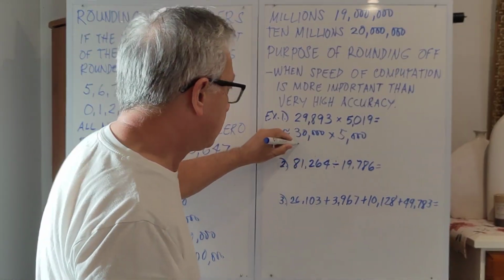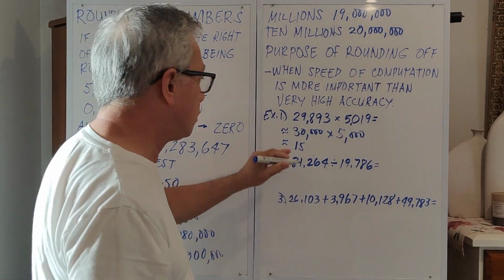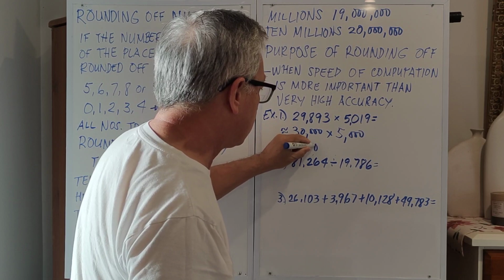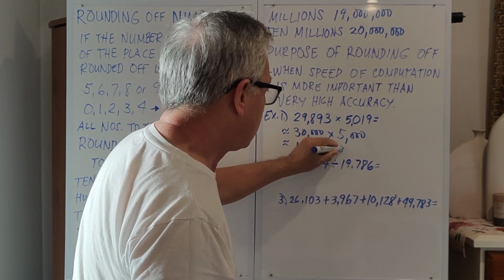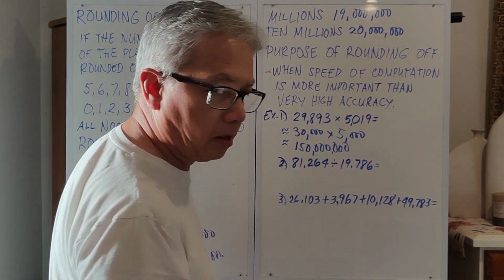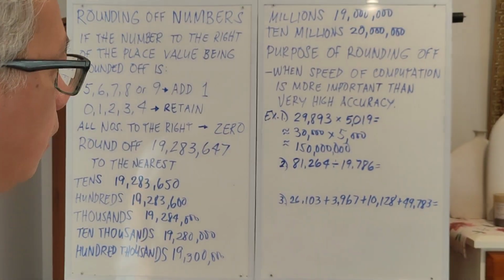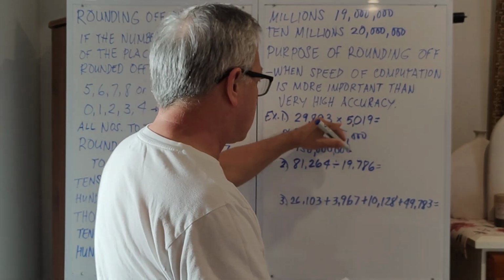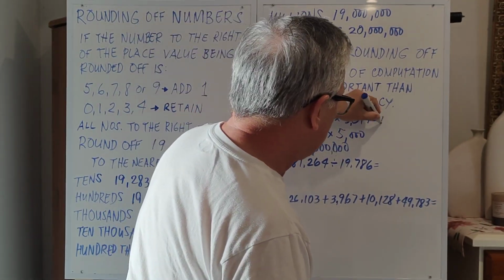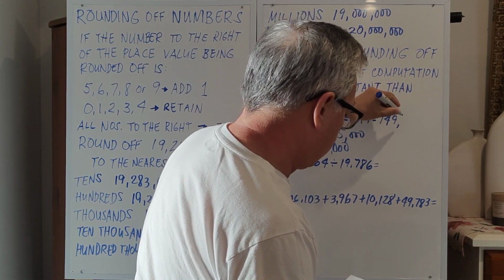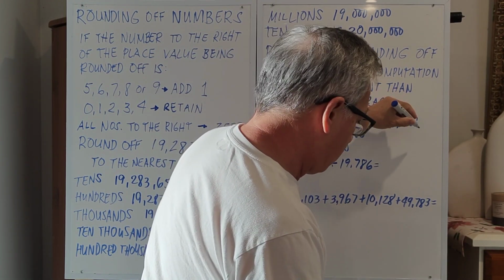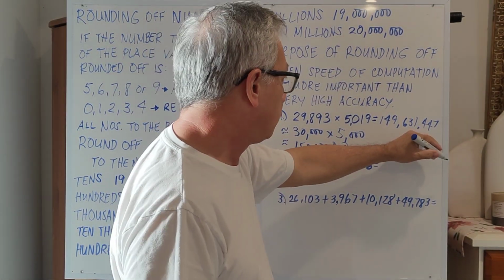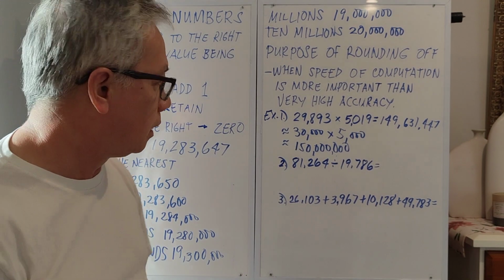3 times 5 is 15, and then we add the number of zeros. 1, 2, 3, 4, 5, 6, 7. We add 7 zeros. So this is 150 million. The actual number, if we compute this one with a calculator, is 149,631,447, which is not far from 150 million.